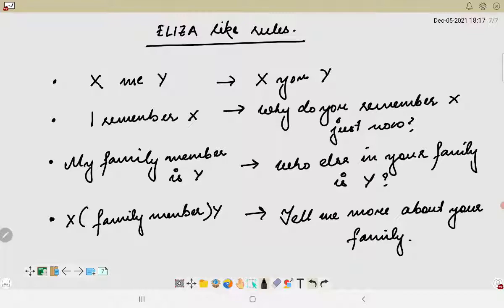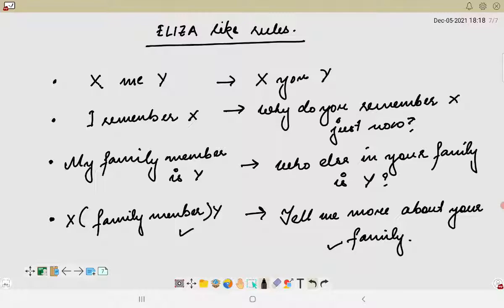Suppose I have another current situation, I remember X. It can be matched against a precondition like, why do you remember X just now? Similarly, my family member is Y can be matched against who else in your family is Y, right? So these are some of the current states against which the preconditions are approximated, and we can use this.